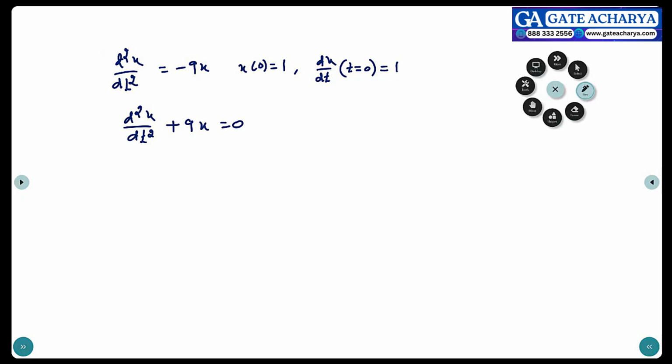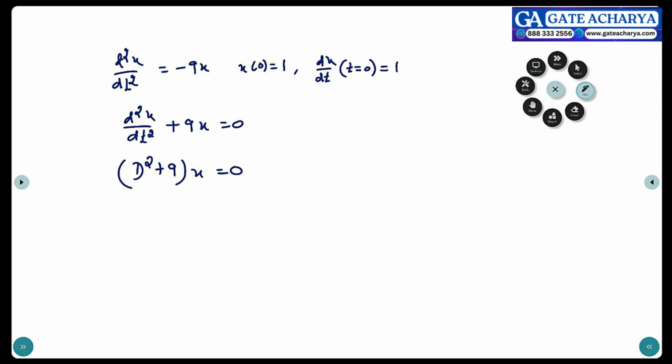Now it is d square plus 9 into x is equal to 0. That's the first step. Very clear? Able to follow this step or not? Why, when you take this minus 9x to the left hand side? Because x is in terms of t, therefore x is the dependent variable. So d square plus 9 into x is equal to 0.